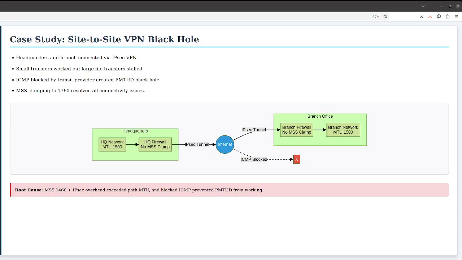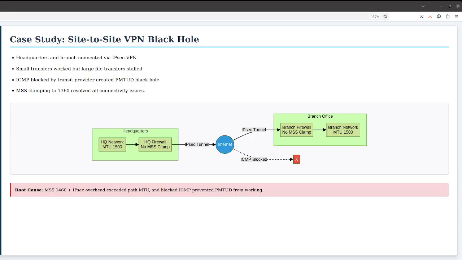Users could establish connections to branch office servers, and small requests like DNS queries and simple web pages worked fine. However, large file transfers would stall after transferring a small amount of data, and some web applications would hang after login when they tried to load larger pages.